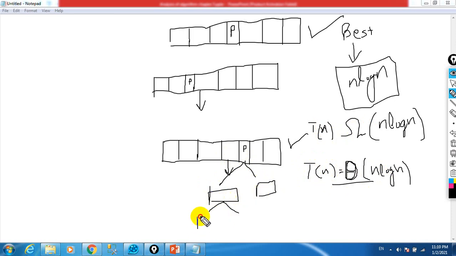So for the tree, for the recursive function, for the binary tree, the time complexity is log n.